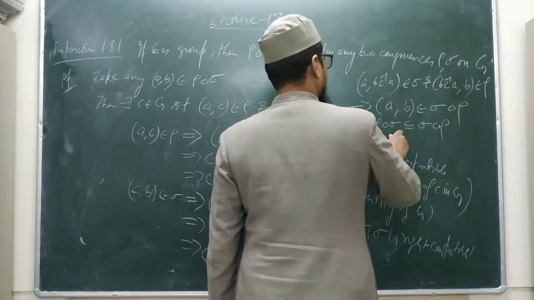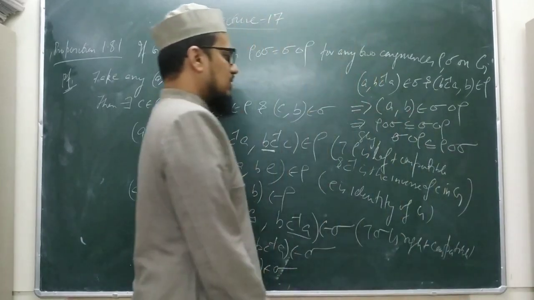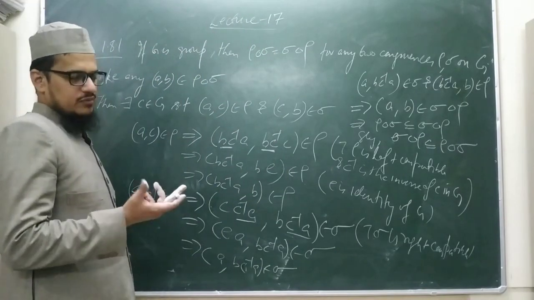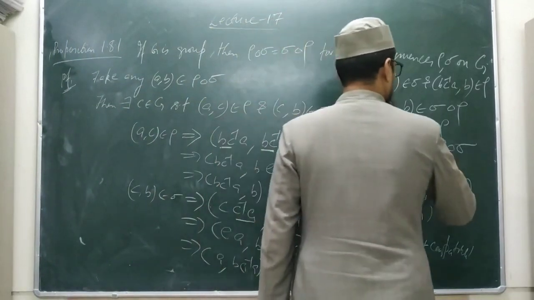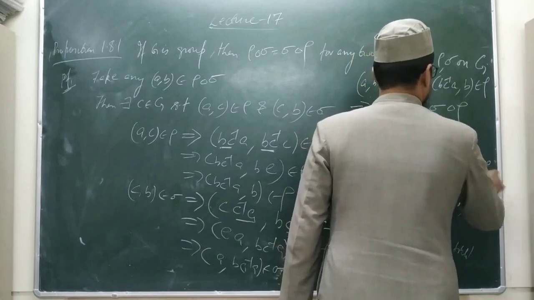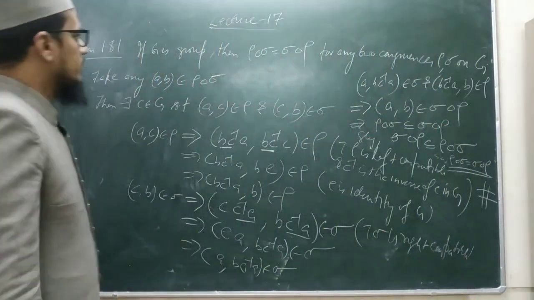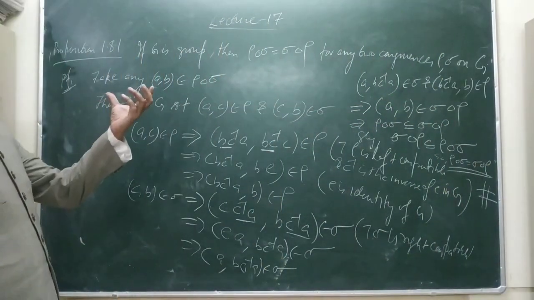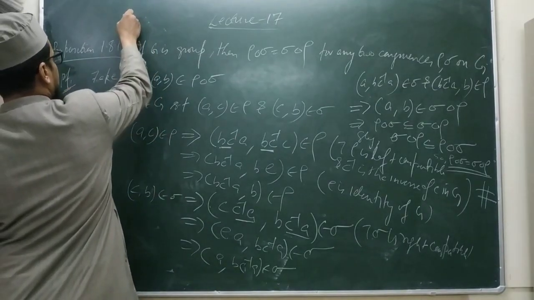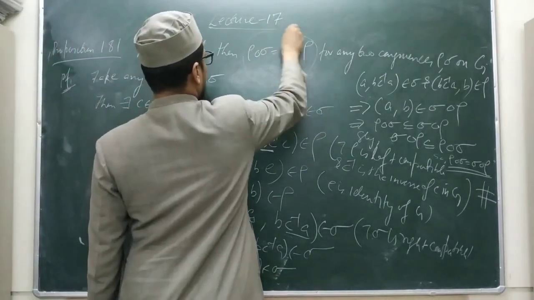Similarly, we can show that sigma composition rho is a subset of rho composition sigma. So in this way, rho composition sigma and sigma composition rho become equal to each other. So in this way, this result is proved. So it means that if rho and sigma are congruences, for example, if you talk about the lattice of congruences on a group, then always remember that rho and sigma commute with each other.